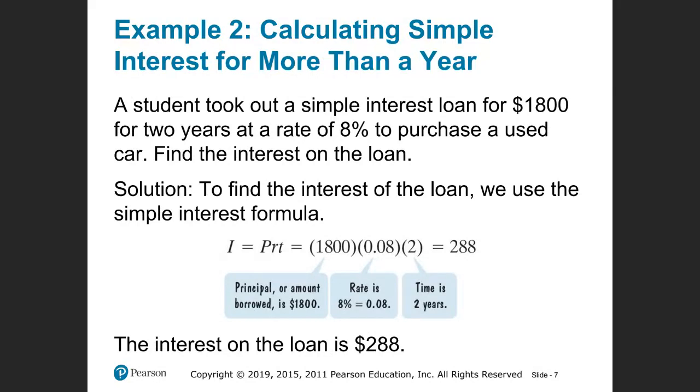Next, we're going to calculate simple interest for more than a year. A student took out a simple interest loan for $1,800 for 2 years at a rate of 8% to purchase a used car. Find the interest on the loan. Again, we're going to use I is equal to PRT. The principal is $1,800. The interest rate is 8%, which we changed to 0.08, and the time is 2 years. The interest on the loan is $288.